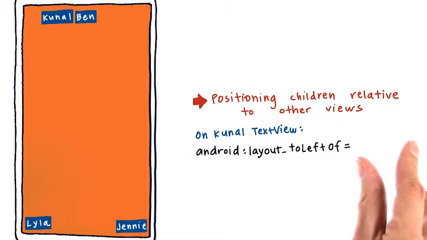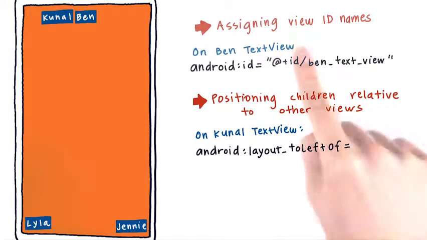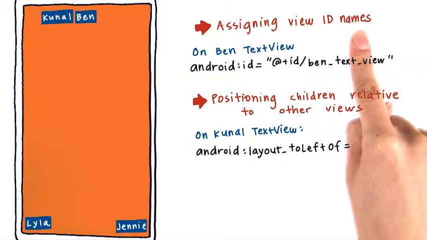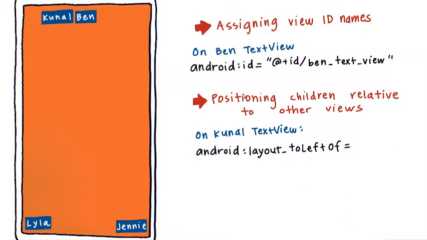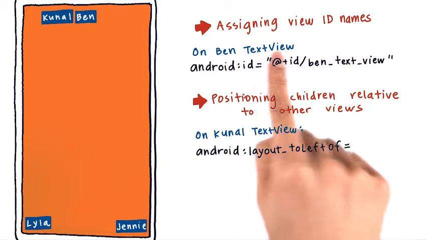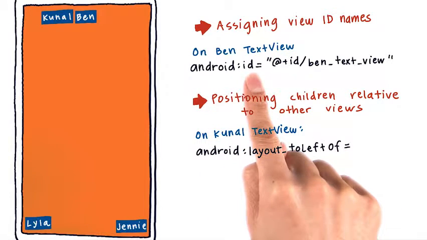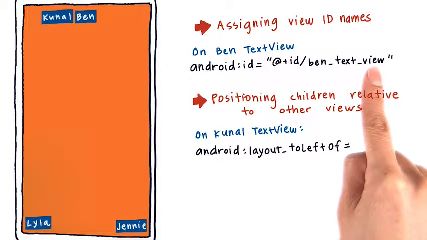And the way we specify some view is to use view IDs. We can assign view ID names to any view. They don't have to be specifically just for relative layout. They could be located within a relative layout or a linear layout or any other view group. So on the Ben text view, we can add this attribute android:id. The value of it is the ID name.